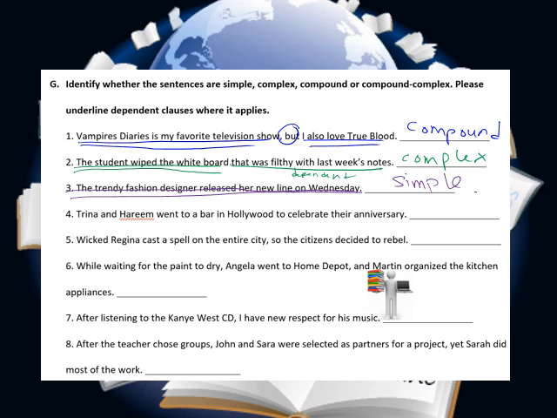Trina and Harry went to a bar in Hollywood to celebrate their anniversary. Trina and Harry went to a bar in Hollywood, it's independent. To celebrate their anniversary is dependent. Dependent, very good. It's complex. Do you all agree?